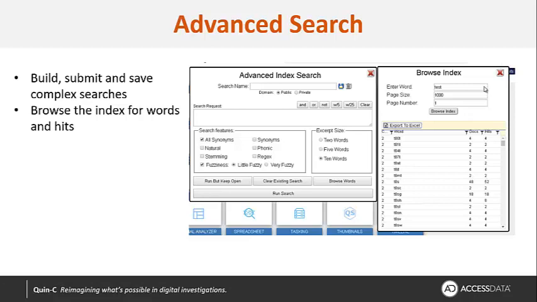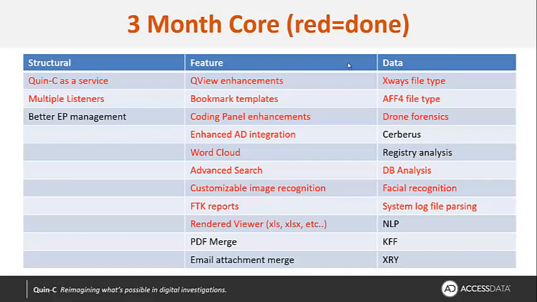They're quick roadmap slides. And I just want to point out a few things that will be coming up in the November release. We're going to do a lot more with Cerberus analysis. We're going to do a lot more with registry analysis. Natural language processing is going to be in the next release for sure, as well as an XRY integration. Everything in red has already been put into the release, so there's not a heck of a lot left for the November release that was on our existing roadmap.